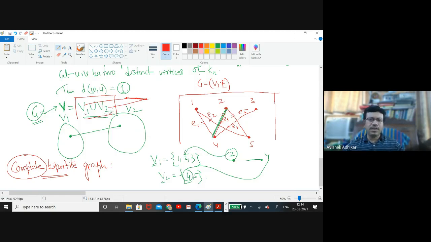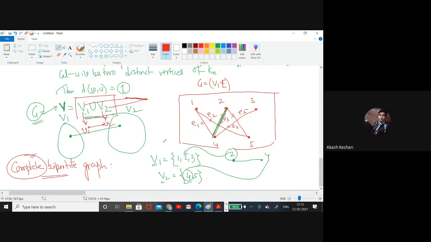Now what I am saying is, take any two vertices, one from V1 and another from V2. Say this is V1 and this is V2. Then if it is to be a complete bipartite graph, there must exist an edge between these two vertices. Then we will call it a complete bipartite graph. Now my question is, is this graph a complete bipartite graph? If yes, why? And if not, why not?